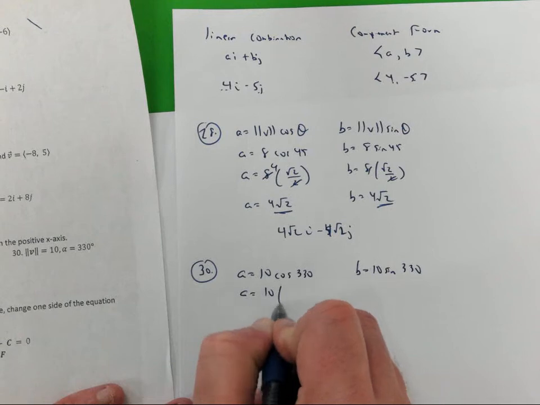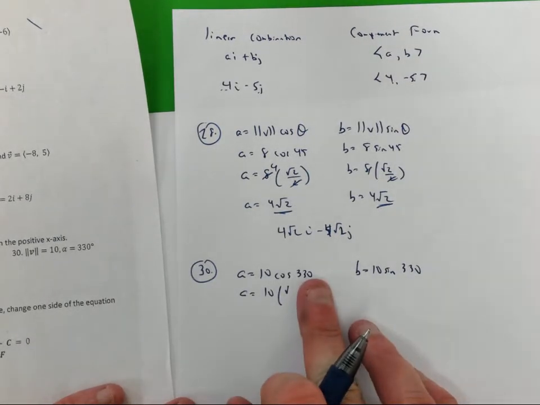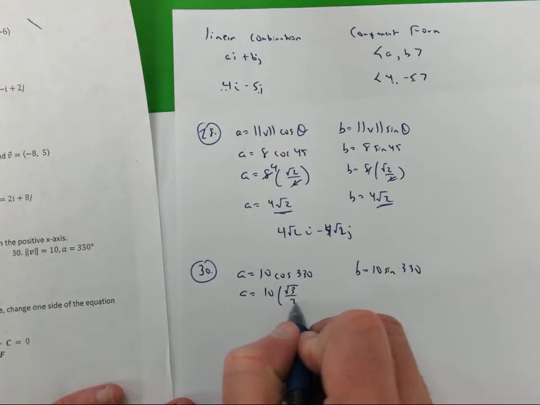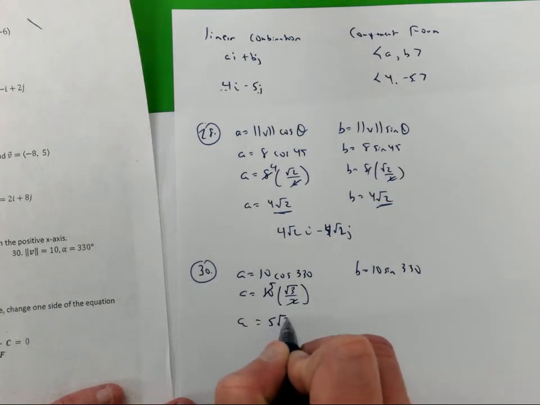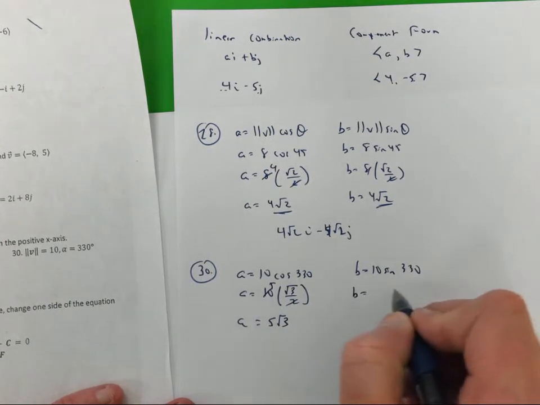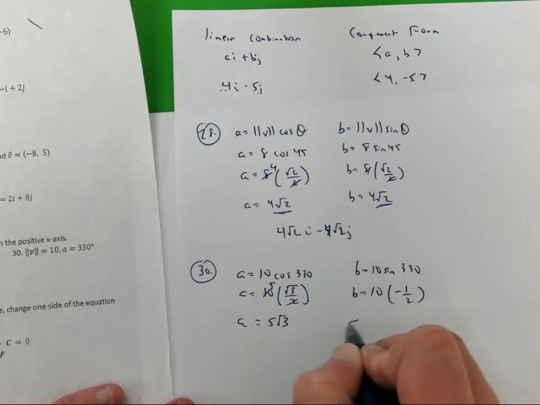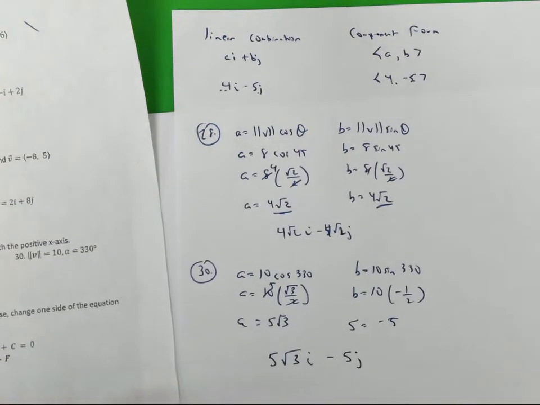a equals 10 times the square root of 3 over 2. Okay, so cosine 330 is in quadrant 4, so it will be positive. The reference angle is 30. It's square root of 3 over 2. These cancel out, leaving 5 square root of 3. b equals 10 times the sine of 330. It's negative 1/2. b equals negative 5. So your linear combination would be that.